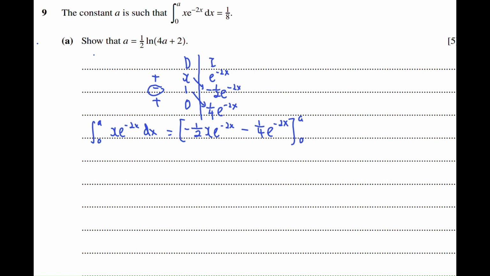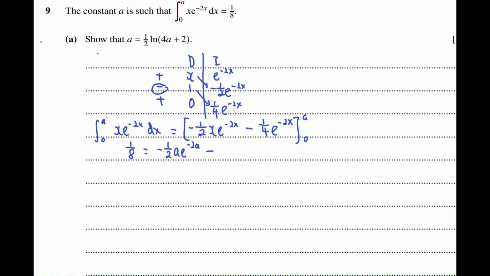On the left-hand side, I'm going to write 1 over 8 equals, and I'm going to substitute, first of all, a. So it's negative 1 over 2 a e to the power of negative 2a minus 1 over 4 e to the power of negative 2a. That is the first part when you substitute a. Next, we're going to minus when we substitute 0. So negative 1 over 2 multiplied by 0, which we expect to get 0, minus 1 over 4 e to the power of 0. So this is the substitution.